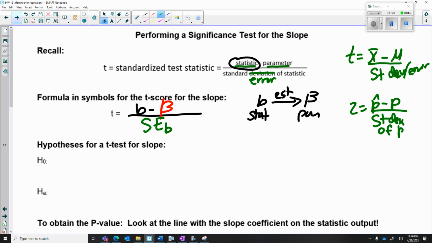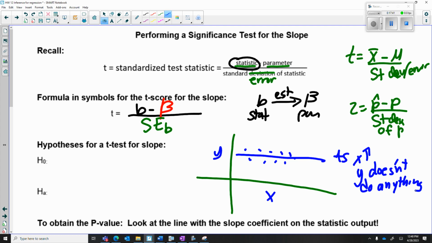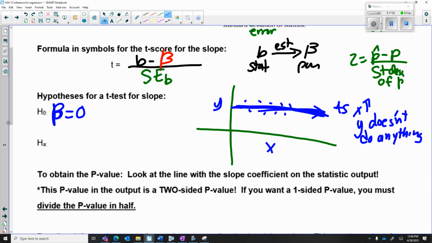So the hypotheses for slope. Now, if there is no linear relationship between x and y, then the slope would actually be 0, which would mean that as x increases, y does nothing. Y just doesn't do anything. That actually means no relationship. So that is a horizontal line, and a horizontal line has a slope of 0. So H0 would be beta, because it's the parameter, equals 0. And in words, that means there is no linear relationship between x and y.